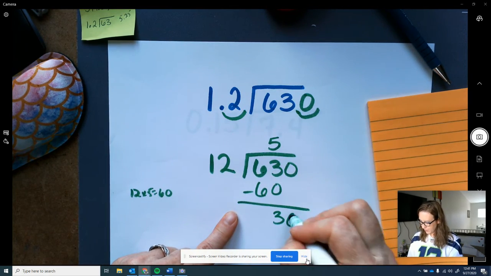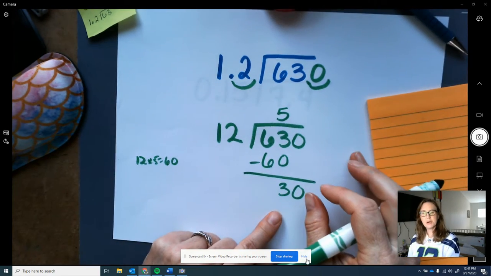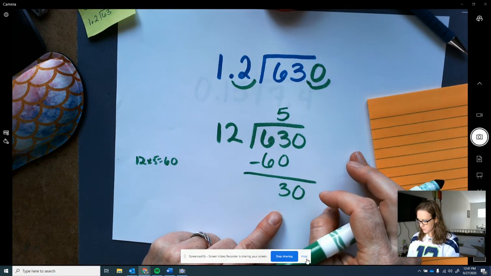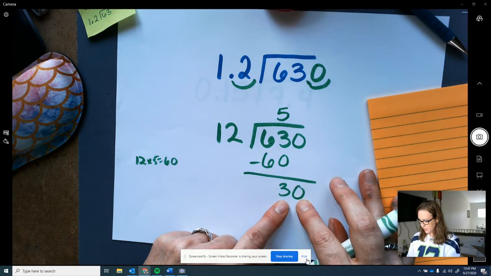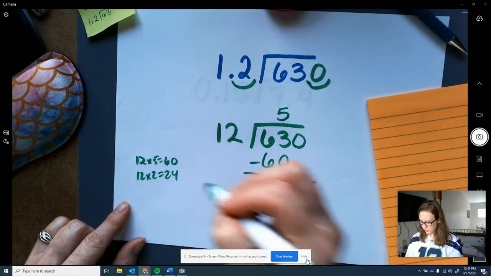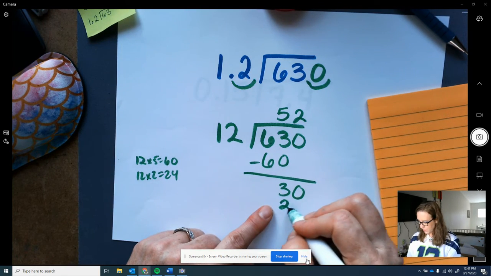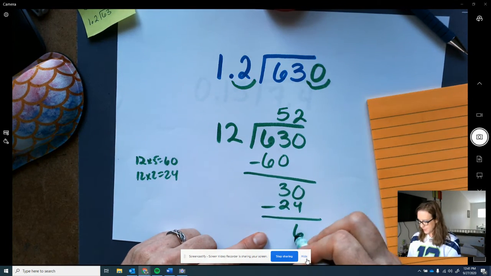And we've got 30. 12 goes into 30. How many times? 2, because 12 times 2 equals 24, and then it's 36. So yeah, 2 times. So 24, and we have 6 left over.